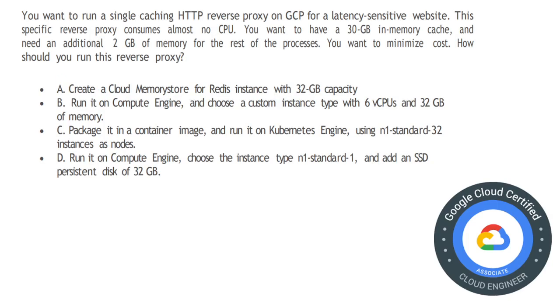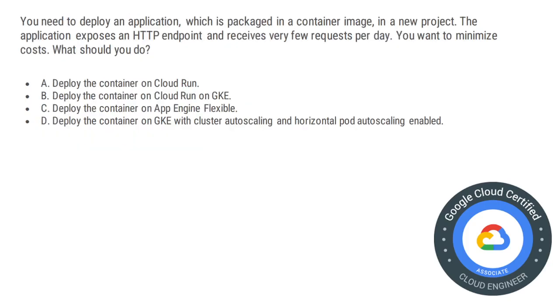Next question is, you want to run a single caching HTTP reverse proxy on GCP for a latency sensitive website. This specific reverse proxy consumes almost no CPU. You want to have a 30 GB in-memory cache and need an additional 2 GB of memory for the rest of the process. You want to minimize the cost. How should you run this reverse proxy? Correct answer is option A, that is create a Cloud Memorystore for Redis instance with 32 GB of capacity.